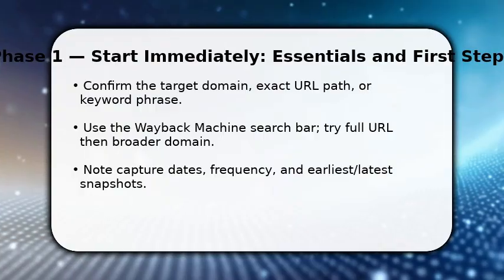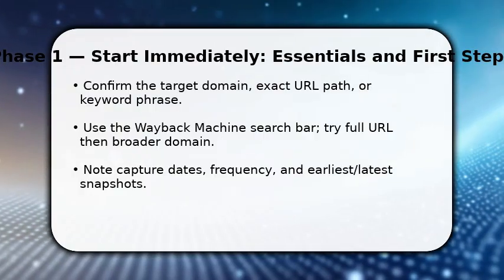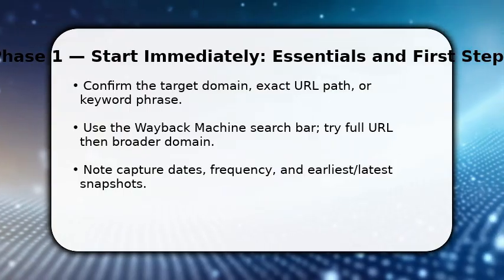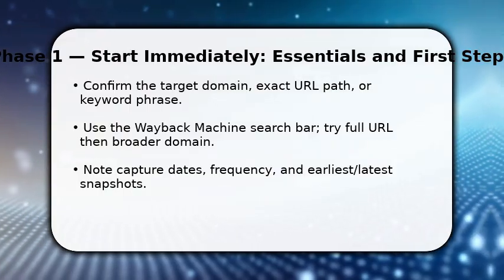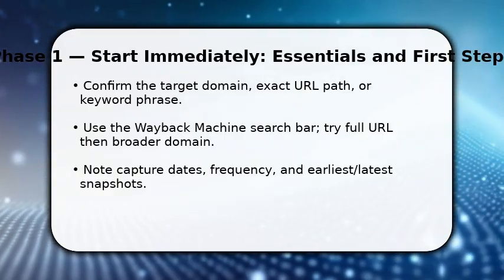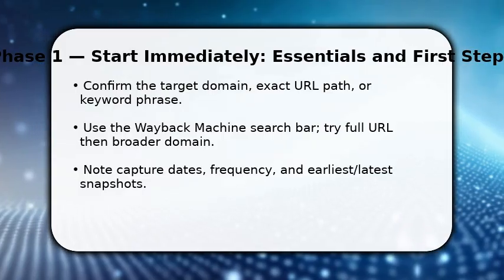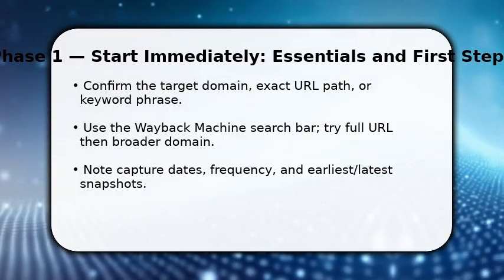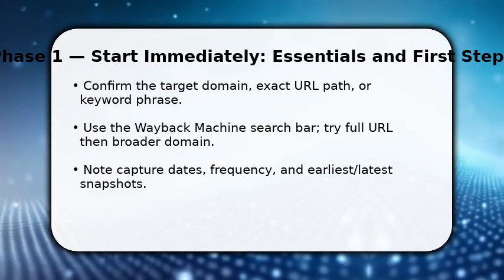Enjoy the video. You start by deciding what you need, a full URL or just a domain. Type that into the Wayback Machine search bar and press enter. This immediately shows the calendar of captures. Once done, scan the timeline to see years with many snapshots versus sparse coverage so you know where to look.